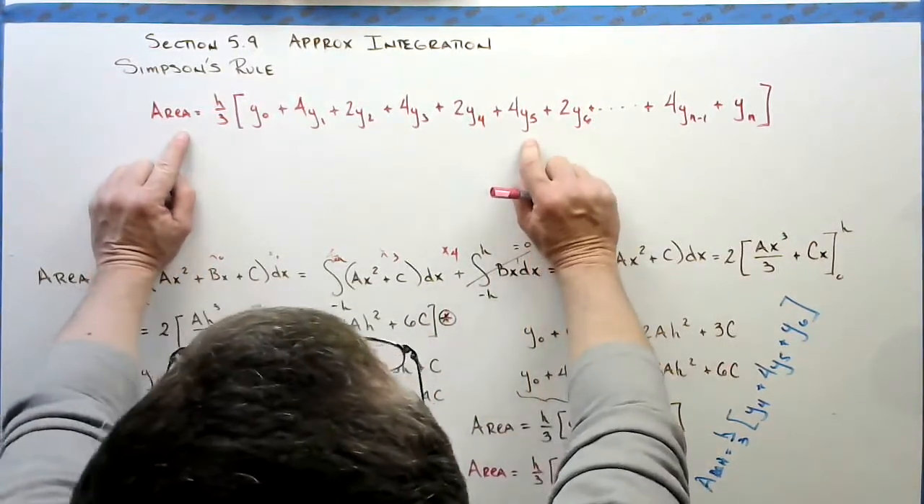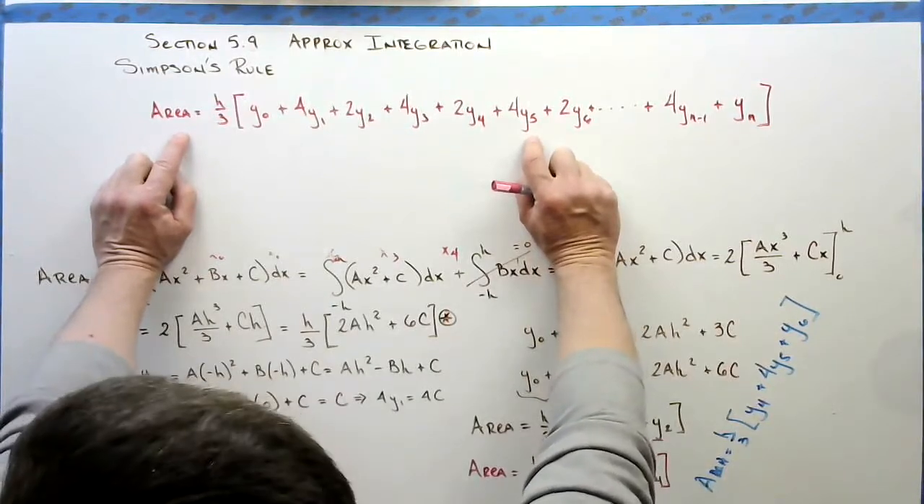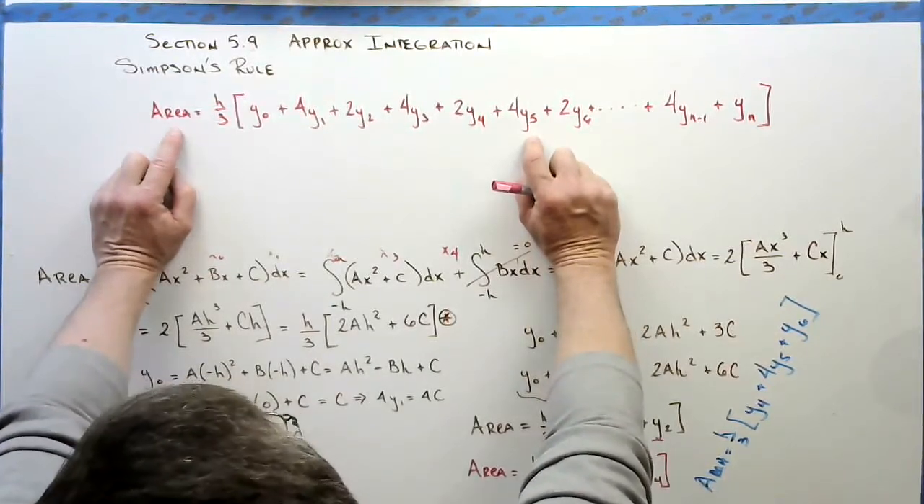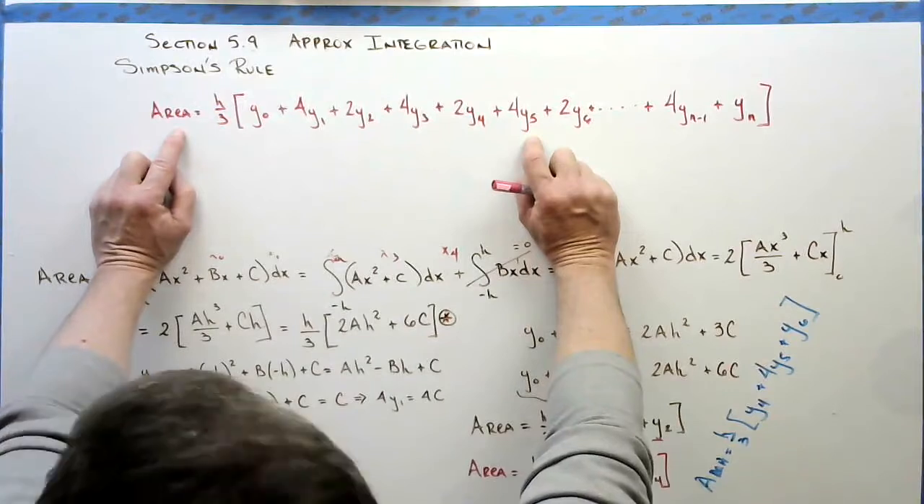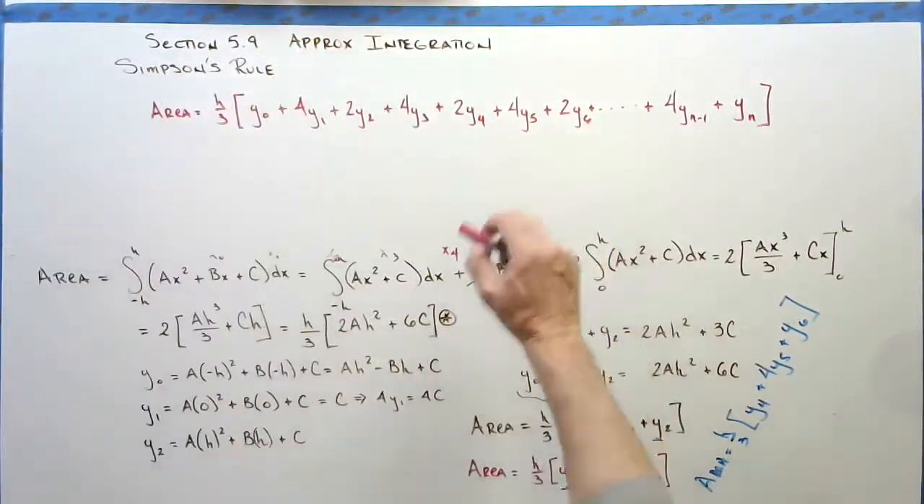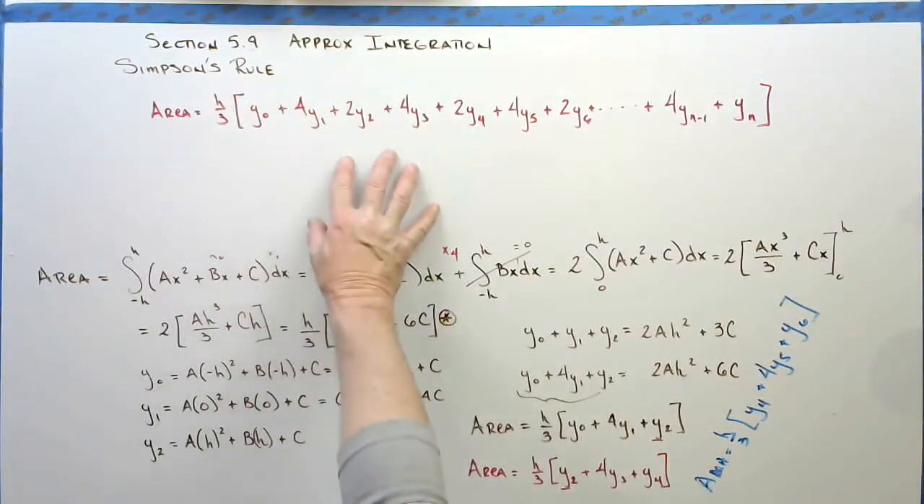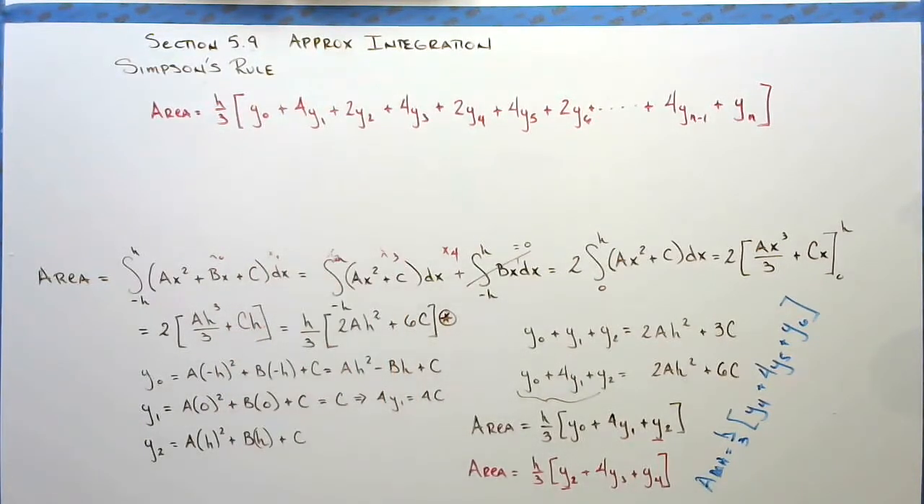This formula right here is what we know as Simpson's rule. This tells us how to find the area. And so we can use this as our formula for approximate integration.